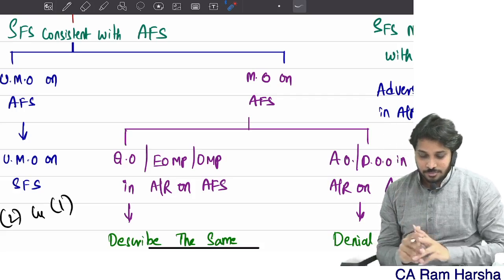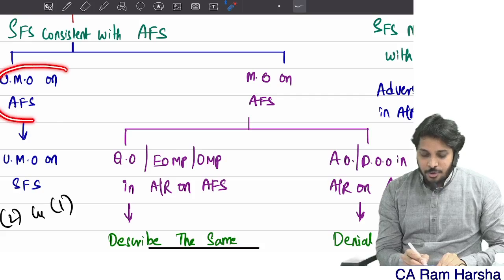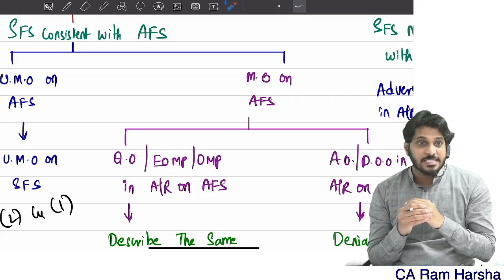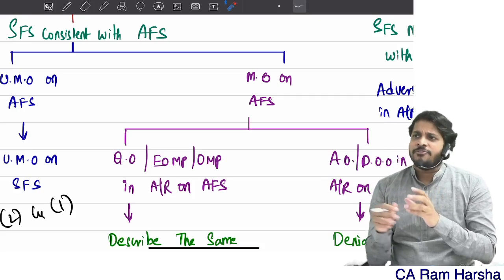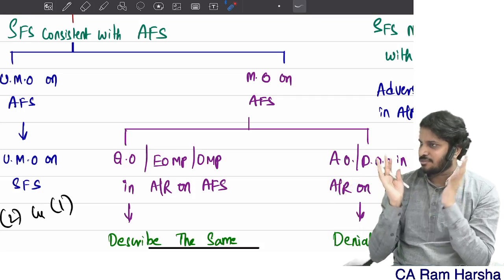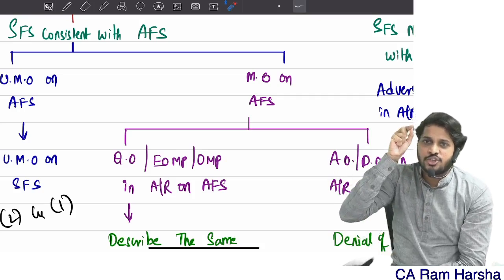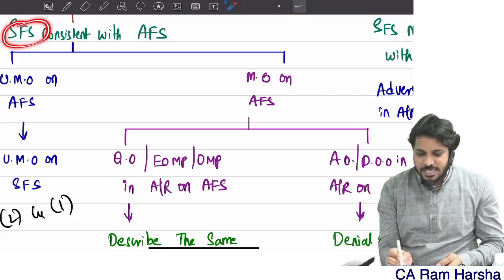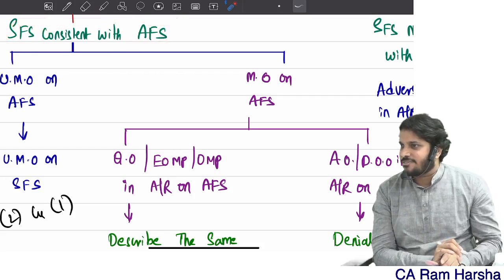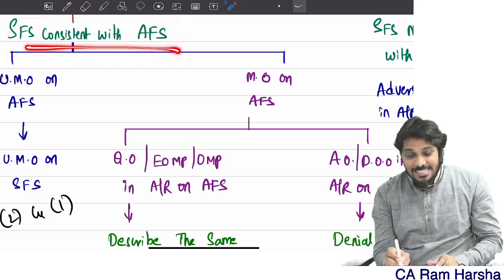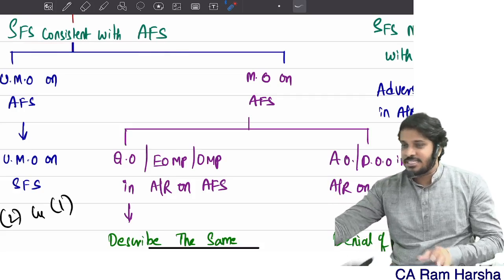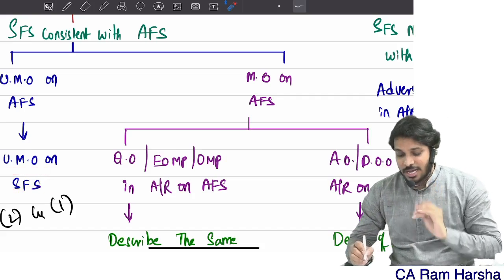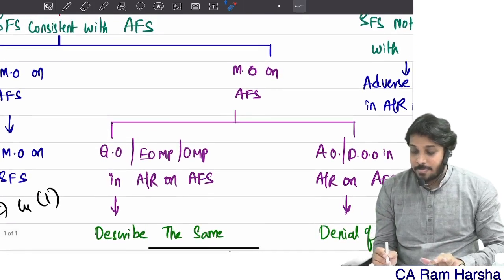Suppose an unmodified opinion is given on audited financials. From those financials only, the summary is derived. What opinion should I give on this summary? That is the question. Since the summary financial statements are consistent with the audited financial statements, what the audited financials say, the summary also says the same. I will give an unmodified opinion.